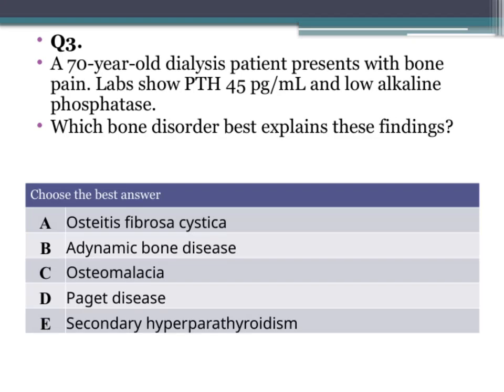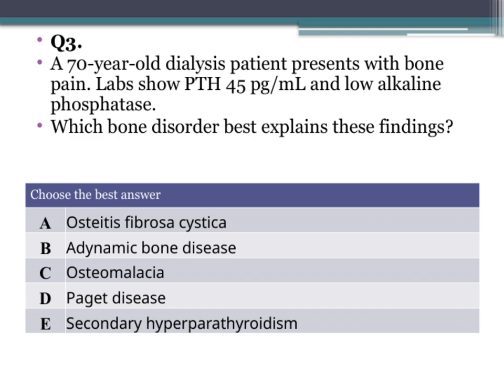All right, let's take a look at this case. We have a 70-year-old patient on dialysis who's experiencing bone pain. Their labs show a PTH level of 45 pg/ml, which is within the normal to low normal range, and a low alkaline phosphatase level.